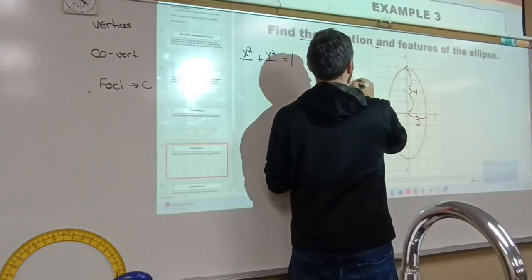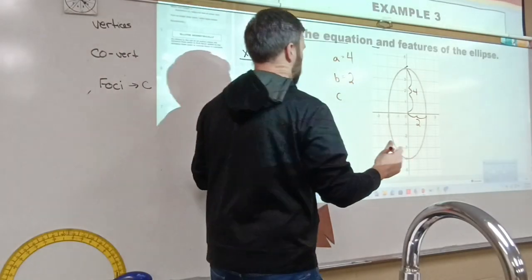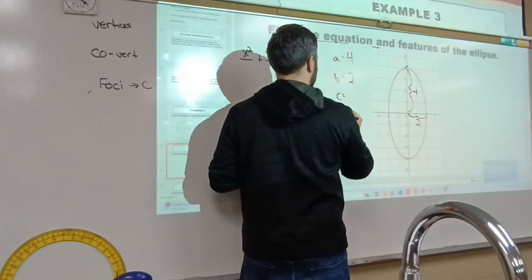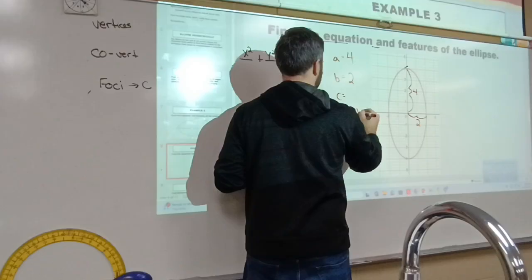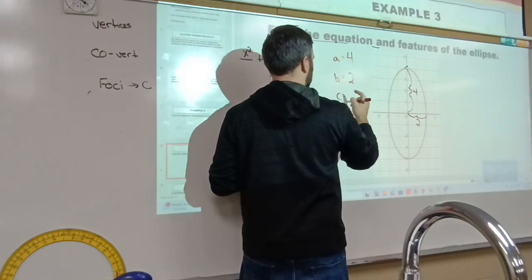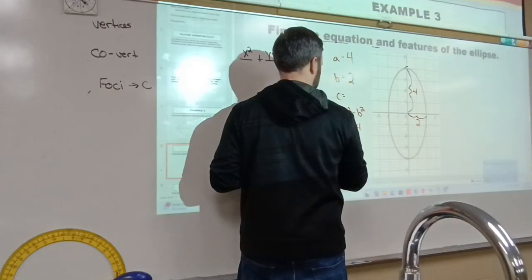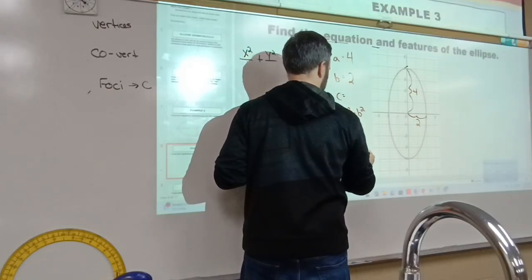So the thing that throws off people with conic sections is this. Your A and B, A is not always under X, and B is not always under Y, right? A is always your longest number, or your biggest number. What about C? C squared equals A squared minus B squared. So C squared equals 16 minus 4. C squared is 12. C is square root of 12.